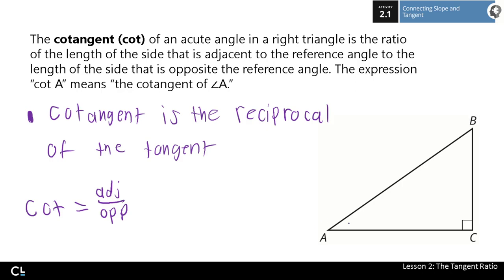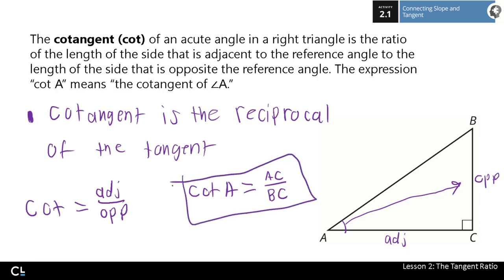So if we're looking at angle A here, the opposite side is still the same. It's going to be here, opposite. Our adjacent side, ADJ. So then the cotangent of A, right? So cotangent of A is going to equal our adjacent, AC, over our opposite, BC. So that is our cotangent of A on this triangle.